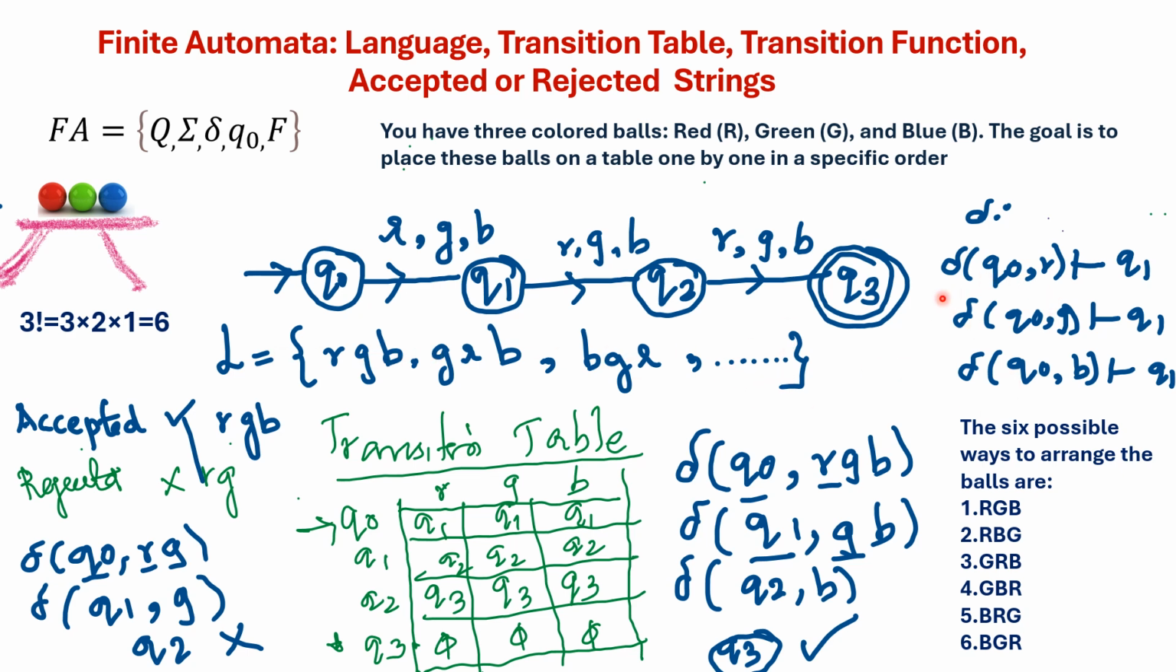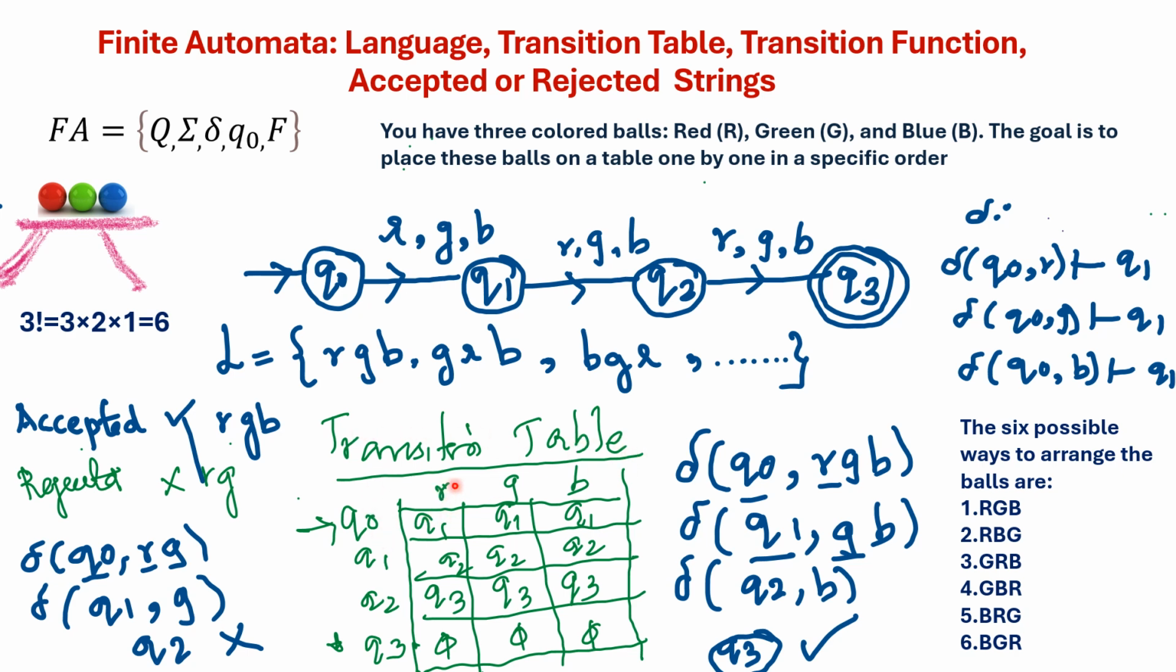And this is the transition function. We can represent it with delta. How do we write it? The transition is called delta of Q0 comma R, and it will reach Q1. That is the output. Like that we have to represent the transition diagram. And also one more thing, the transition table.